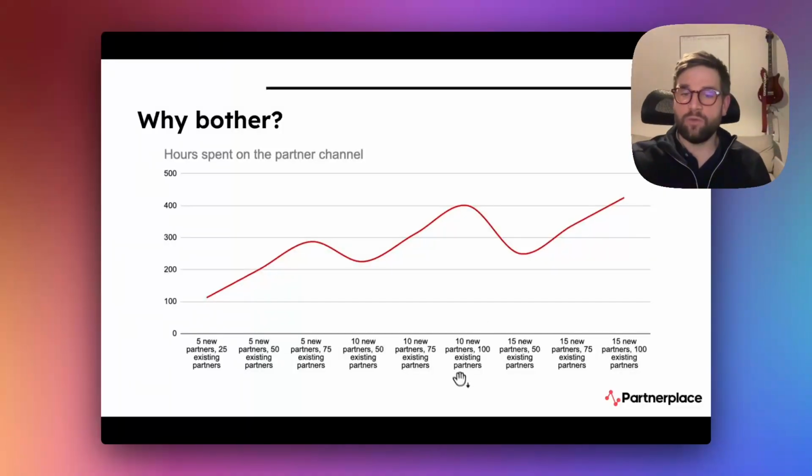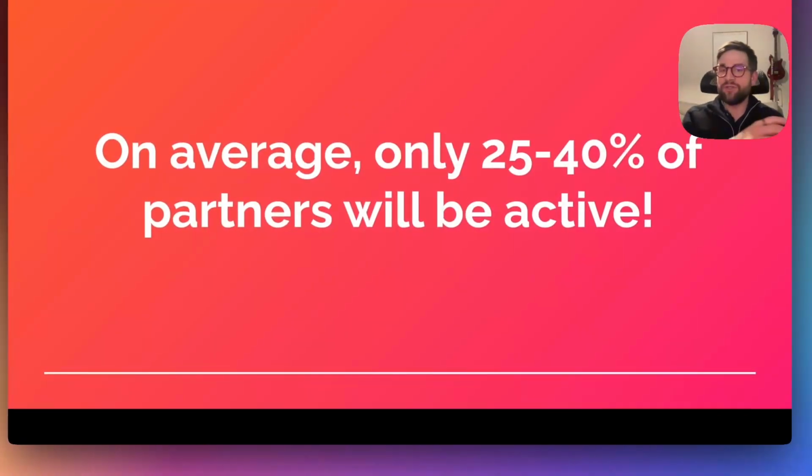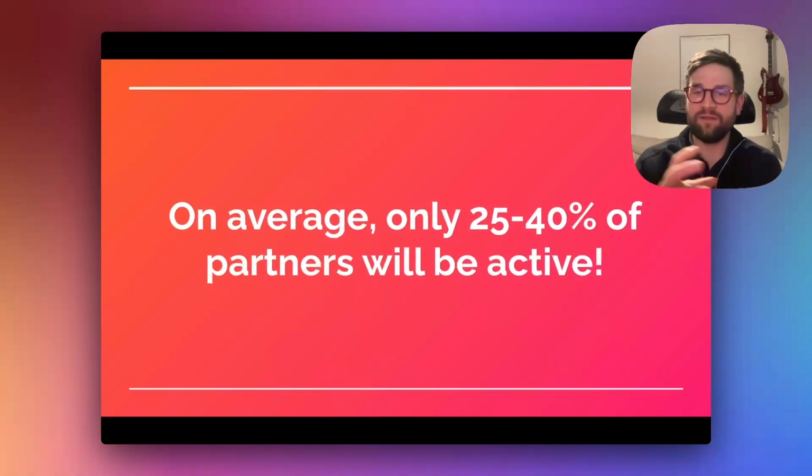What you also need to know is that on average, only 25 to 40% of the partners will be active, meaning they will be providing you with leads. And this is very typical. You have to expect that most of them actually will be passive partners, meaning that maybe something will come from them every couple of quarters. But typically, the active partners, meaning the ones who provide you leads every month, will be only a small handful of the whole group.